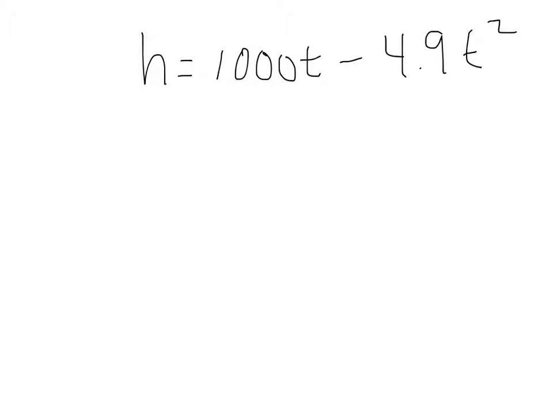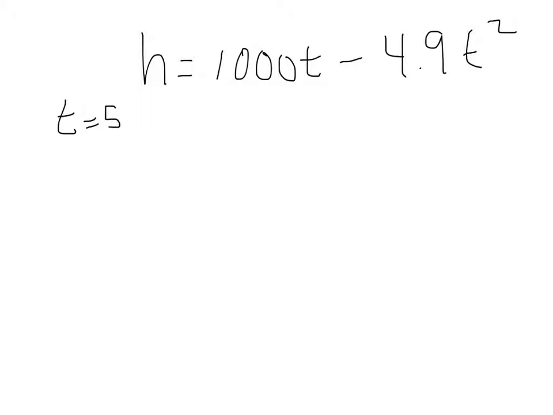Now they wanted to know, after 5 seconds, how high would the rocket be? And in order to do that, you need to understand where do you put new numbers and what does that actually look like. Now, they said that 5 seconds has passed. That means t equals 5. And you should write that down if you're doing a question like this.